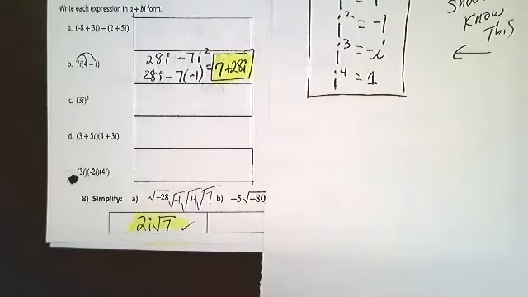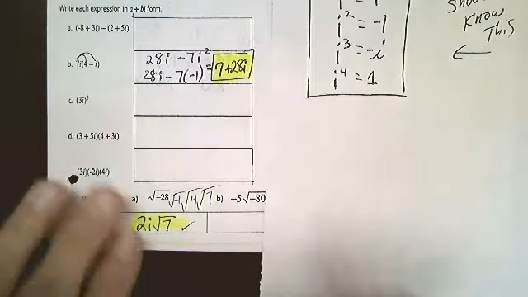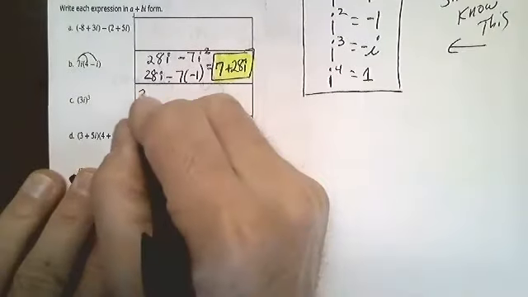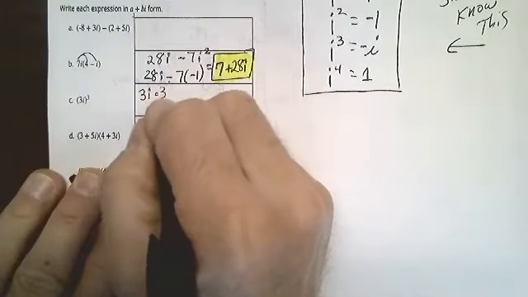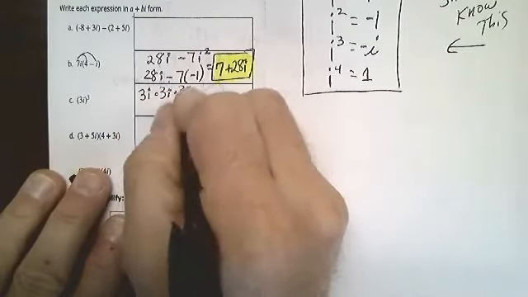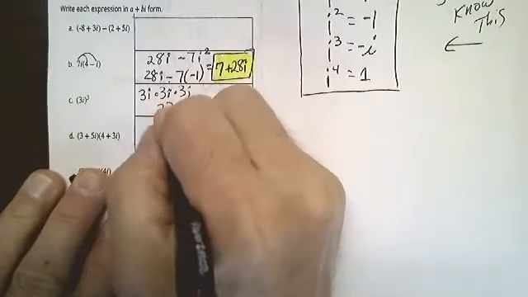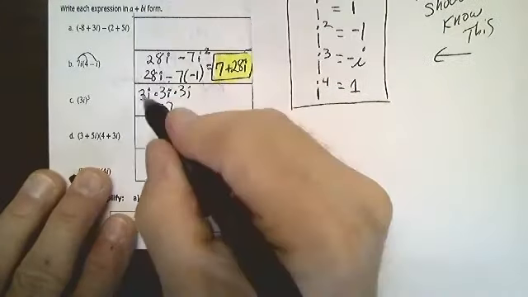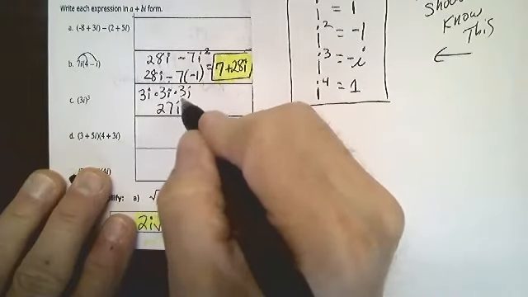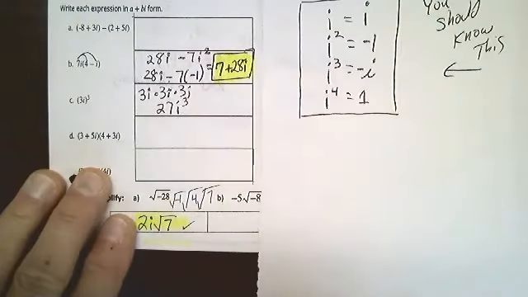On letter C, you're looking at something to the third power. Well, that would be 3i times 3i times 3i. 3 times 3 times 3 yields 27. i times i times i, that's going to give you i^3.